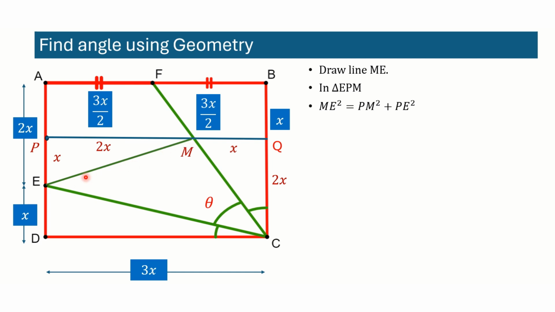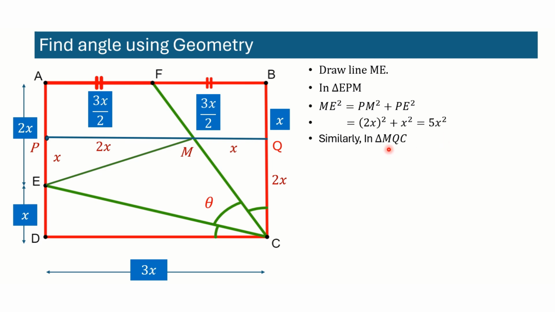So I can write ME square is equal to PE square plus PM square. But PM is what? PM is 2x and this is x. So I can plug the values: this is 2x square and this is x square, which is equal to 5x square. So ME square is 5x square, so basically ME is equal to root 5 times x.